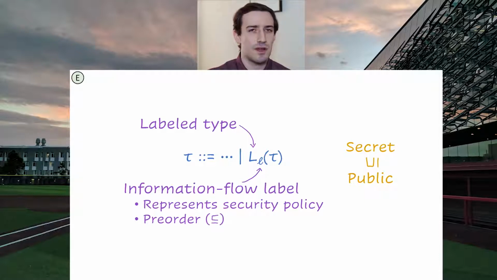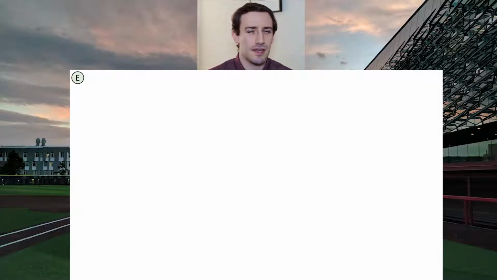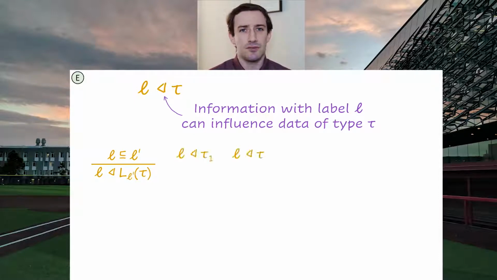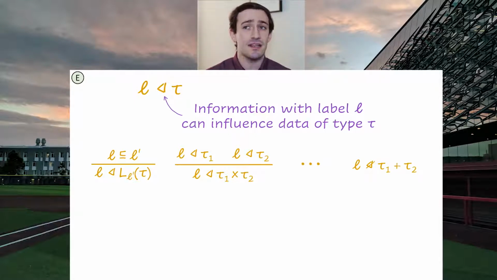In order to use this to reason about security, we define a relation that we write like this to express the idea that information labeled with label L can influence data of type tau. That means that either tau is a labeled type with label L prime, where L flows to L prime, or L can influence all of the constituent parts of tau. For example, if L can influence tau 1 and tau 2, then L can influence their product. Note that no label can influence a sum type, since which side of the sum actually appears is data in and of itself.